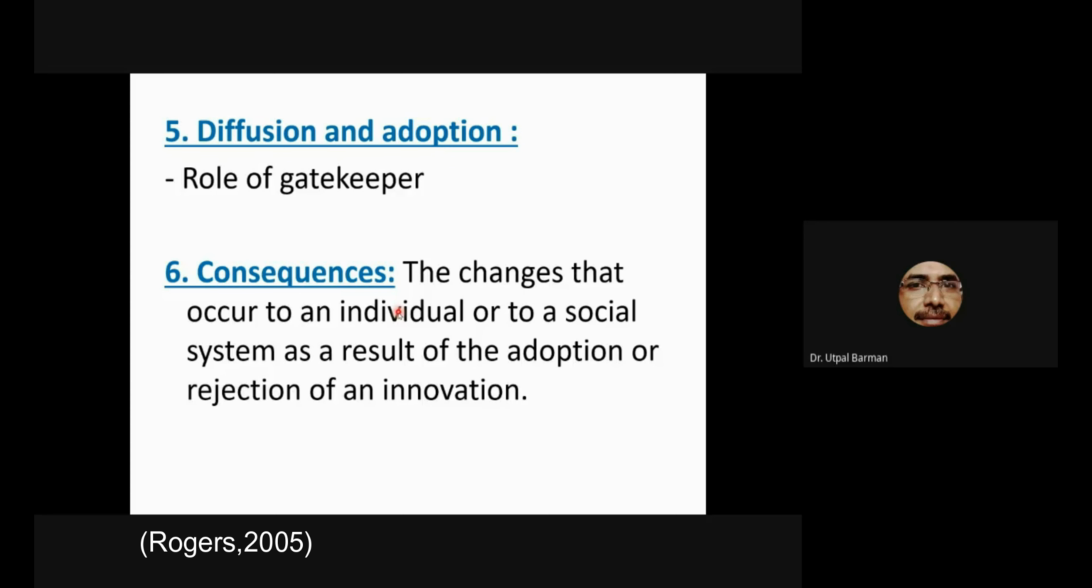The diffusion of innovation may lead to observable or unobservable results also. All may affect the society. So in the case of diffusion of an innovation, the consequences may be positive or it may be negative. You can't predict these consequences.